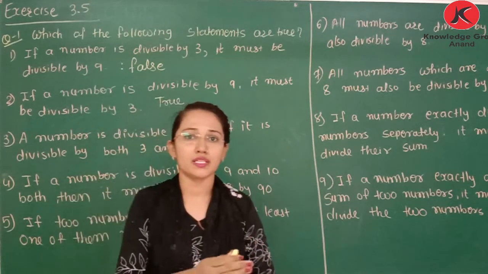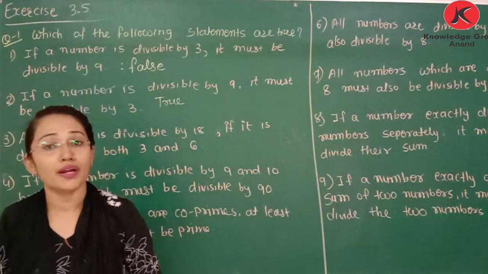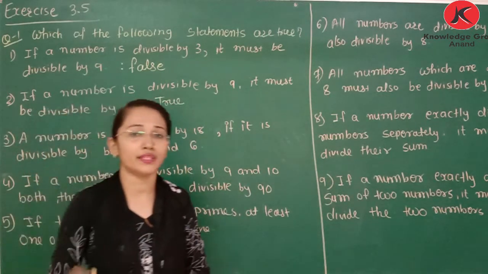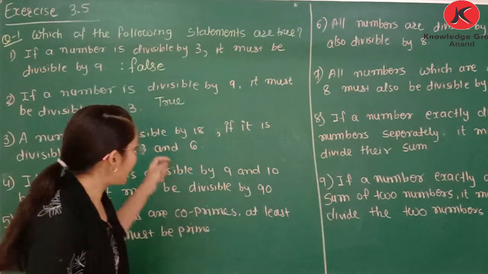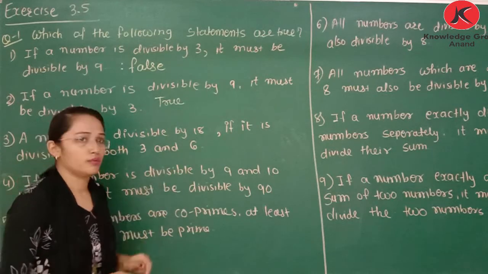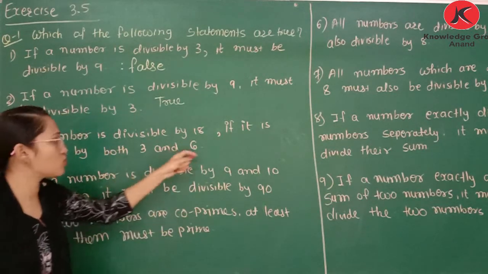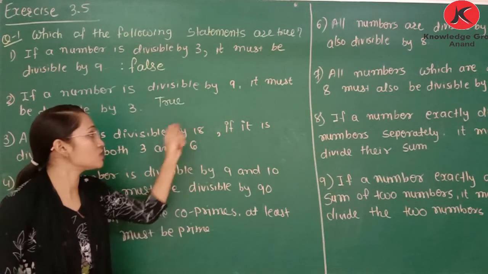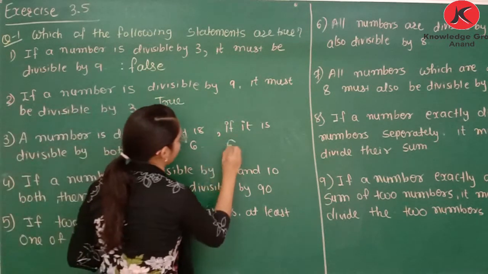If a number is divisible by 12, then it is divisible by 3 and 4. But it is not necessary that a number that is divisible by 3 and 4 is also divisible by 12. So let's take one example, 60. 60 is divisible by 3 and it is also divisible by 6. But 60 is not divisible by 80. That's why it is false.